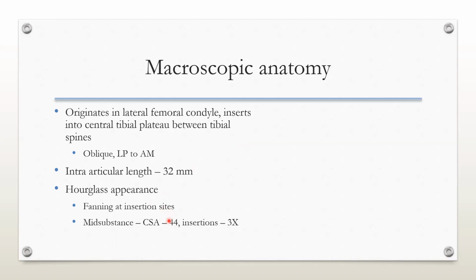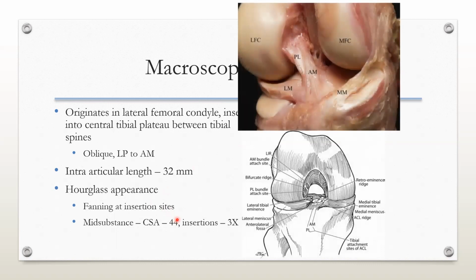So the cross section area of the mid substance is about 40 millimeter square, where the insertion is threefold. So here you can see the mid substance of the ACL, and there is fanning and attachment of the femoral as well as the tibial sites.